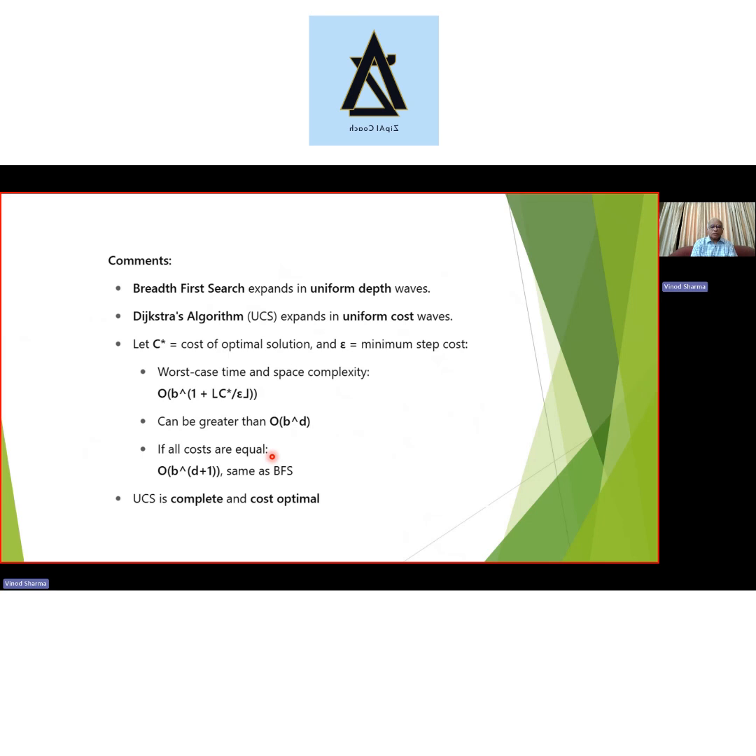If all costs in the graph are equal, then this complexity reduces to the order of b raised to power d plus 1, which is roughly the same as breadth-first. Dijkstra algorithm is complete: if there is a path from the root node to the goal node in the graph, then it is going to get you a path, and that path is going to be the optimal cost path. So this is the advantage of this algorithm compared to the breadth-first, because in breadth-first you may not get the optimal path.